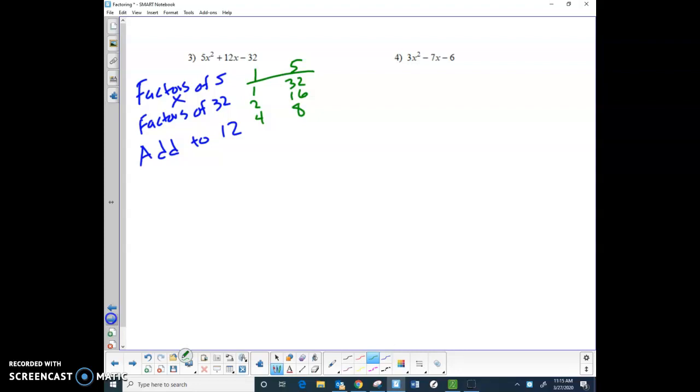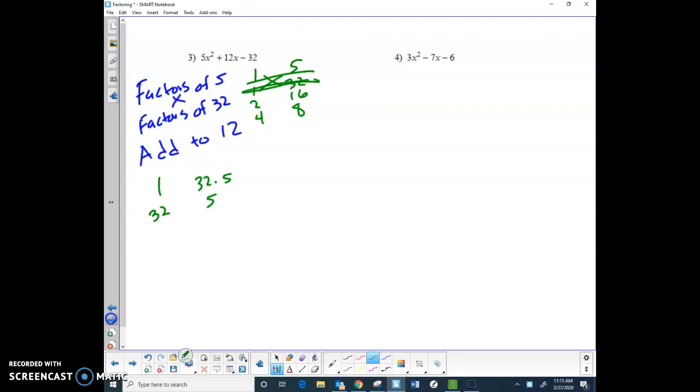Okay, so my options are, 1 times 1 is 1, and 32 times 5, that's obviously not going to get me to 12 because I've got some really big numbers. If I flip it around, I've got 32 times 1, and then I've got 5 times 1, so looking at it that way, that's still not going to get me to 12, so I can scratch that one off the list.